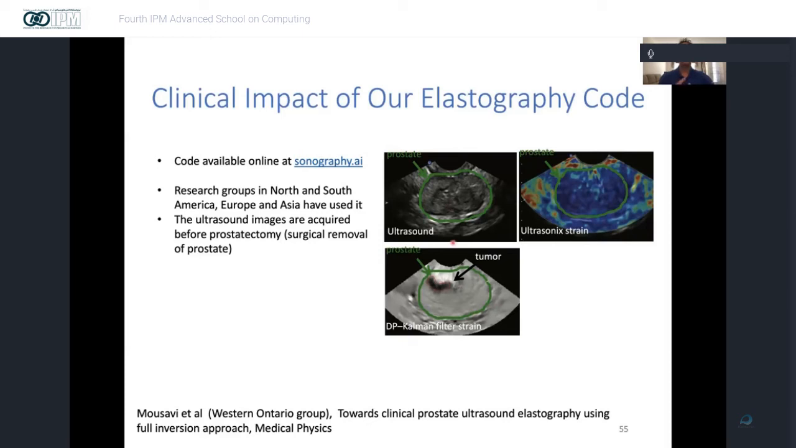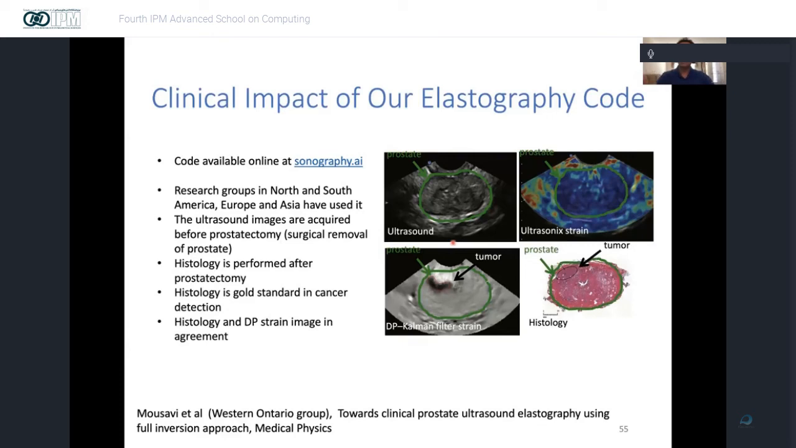So they removed the prostate completely. They did a prostatectomy, and then they did histology of the prostate. So they cut the prostate and looked at it under a microscope, and boom, they saw a tumor in the same location that the strain imaging technique had found.